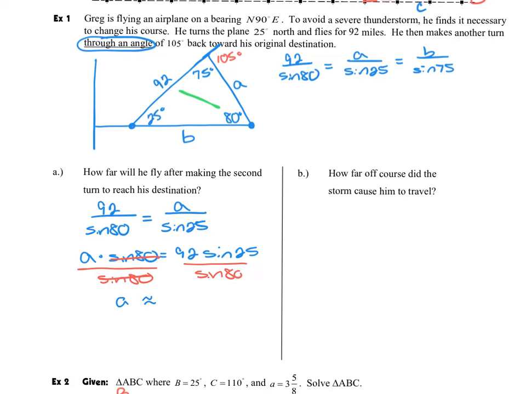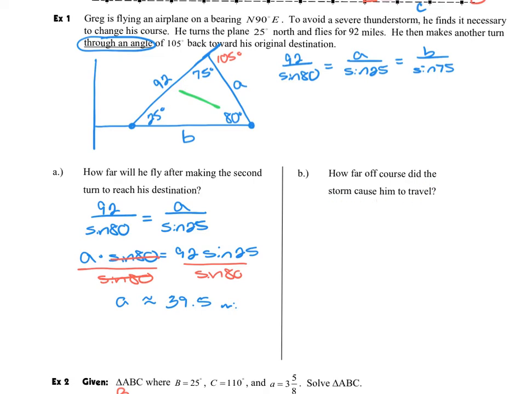Make sure that your calculator is in degree mode. It's a really easy thing to accidentally get flipped to radians, and then none of your answers will make sense. I tend to make that mistake. So if we type this in, we should be able to get 39.5 miles is how far he went after that second turn.